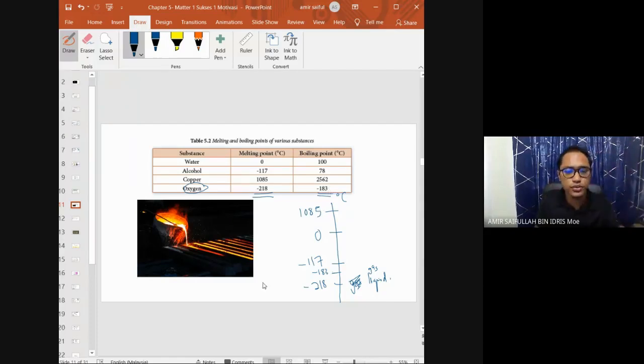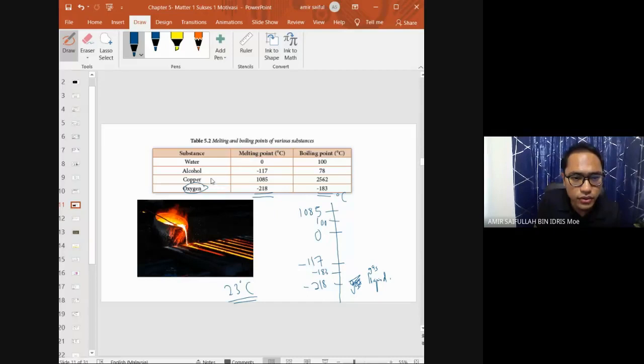That's why our room temperature, about 23 degrees Celsius, it is already a gas. You cannot see any liquid oxygen. And then for water, at 0 it starts to turn into liquid, and then at 100 it starts to turn into gas. Below 0, it's a solid. For alcohol, below negative 117 is a solid. If more than negative 117 until 78, it is a liquid. After 78, it will turn into gas.